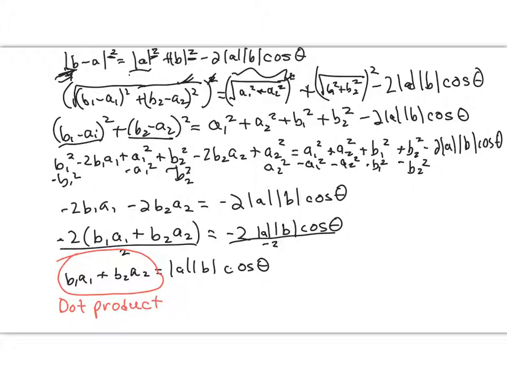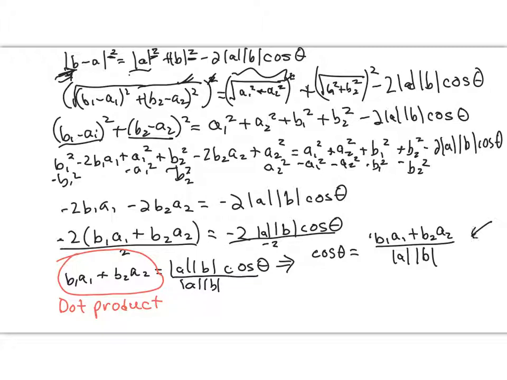So to find the cosine of the angle between two vectors, if I divide both sides here by the magnitude of a and the magnitude of b, it's going to be b1 a1 plus b2 a2 over the magnitude of a times the magnitude of b, and that's how I find the angle. I would find this first, and then I'd take the arc cosine of it.